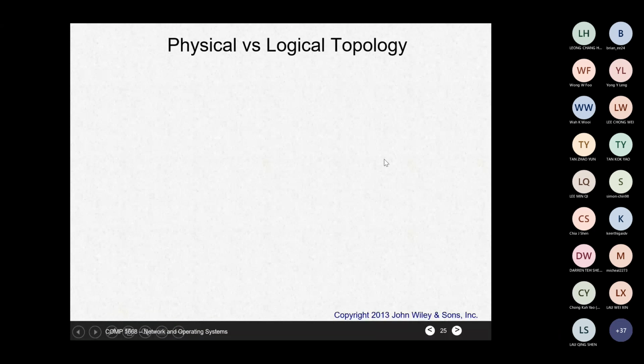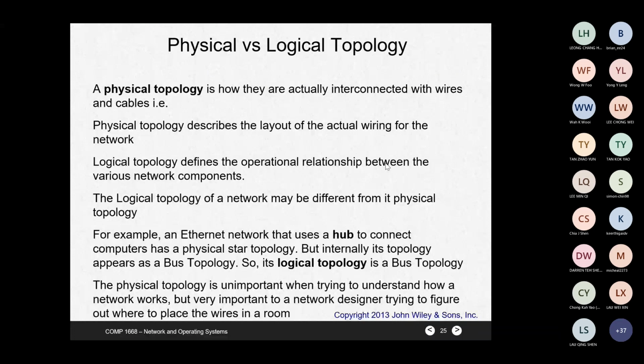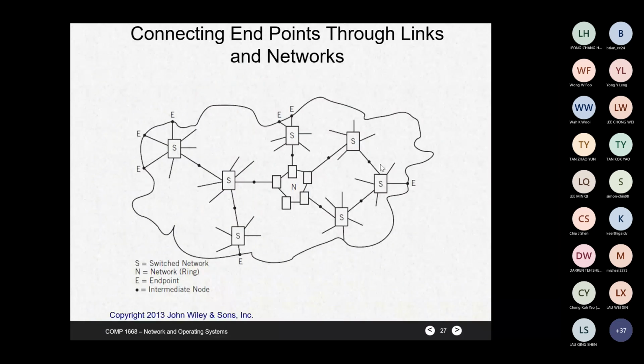Physical versus logical. I told you physical is the interconnected actual cable and wires, referring to the actual implemented network structure, whereas logical is like a blueprint on your paper or in your screen, in your system, not yet implemented, virtually designed and planned. Logical bus topology, connecting endpoints through links and network, example.